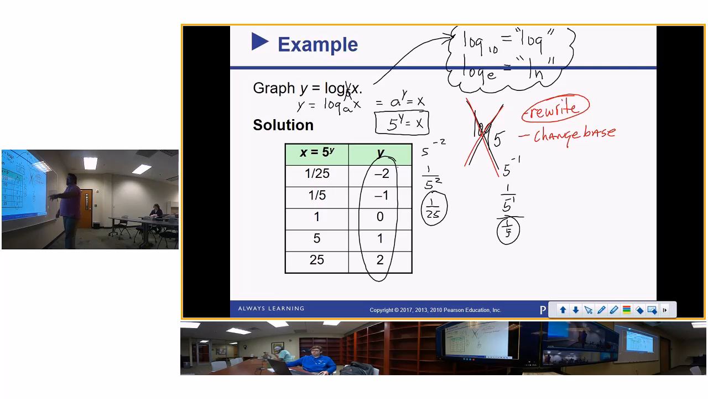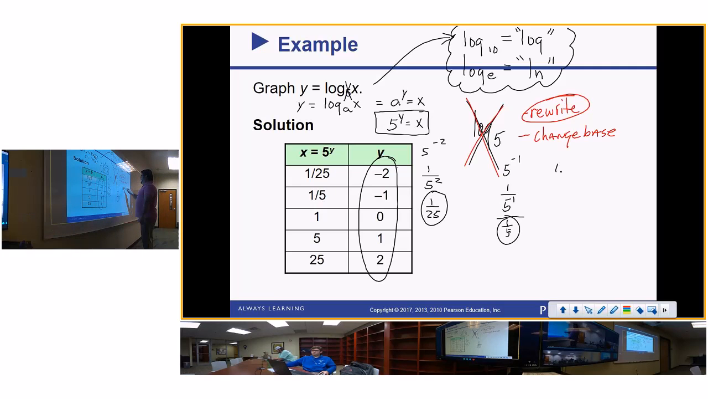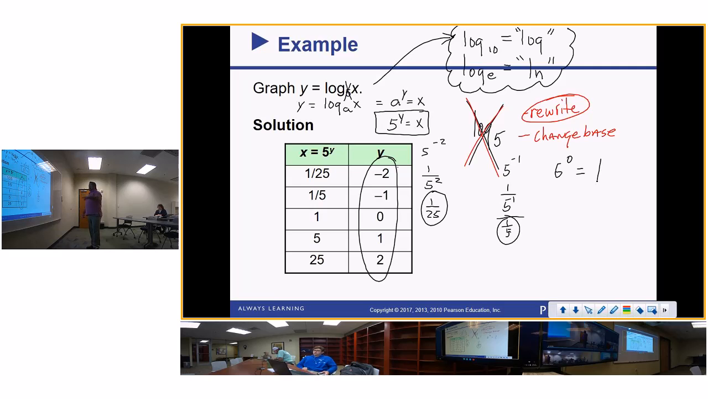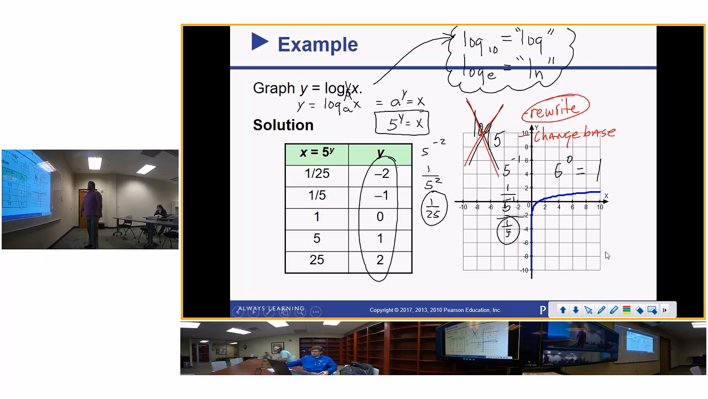Okay, so 0, anything to the 0 power is what? 1. So you plug in 0, you get 1. 1, you're going to get 5, because it's to the first power. And 2, second power, 5 to the second power is 25. So you plot those points, and you're going to get that function.